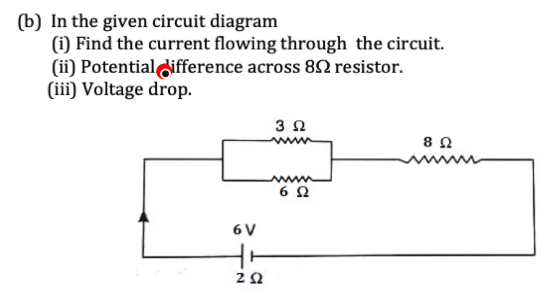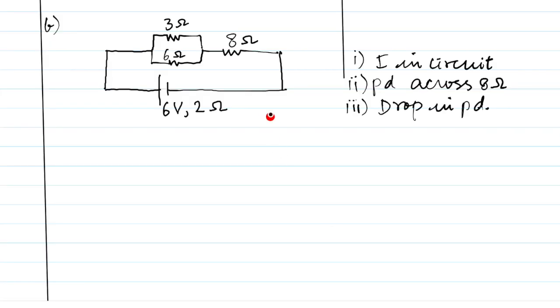That will be for 1 mark. Potential difference across 8 ohm, that will be 1 mark, and the voltage drop will be the third one, that will be again for 1 mark. So 3, 6, 8. Let us see how we draw the diagram.